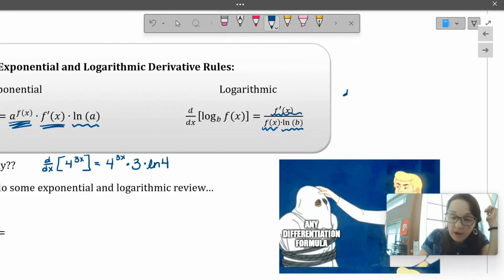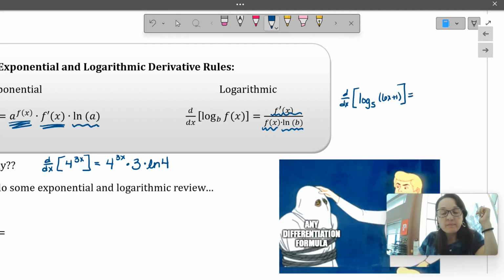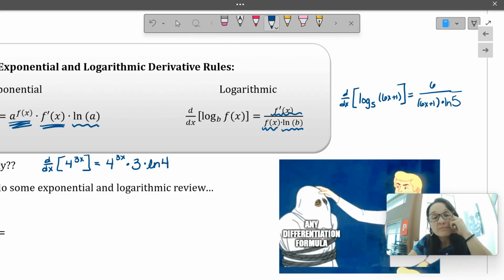And an example of that one would be if I wanted d dx of log base 5 of 6x plus 1. The derivative of any logarithm is the derivative of the end over the end. And then also in the denominator, I have to multiply by the ln of the base. So that would be times ln 5 on the bottom. And we just leave it like that. That's what it is. That's how you take the derivative.